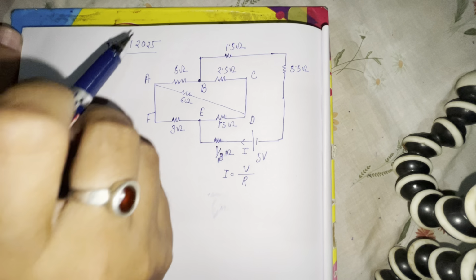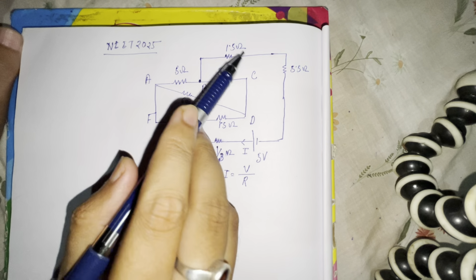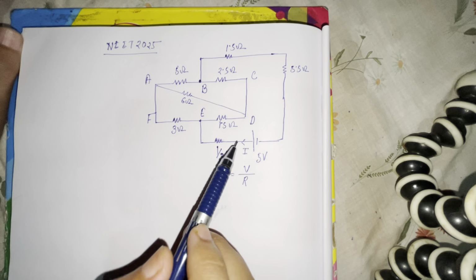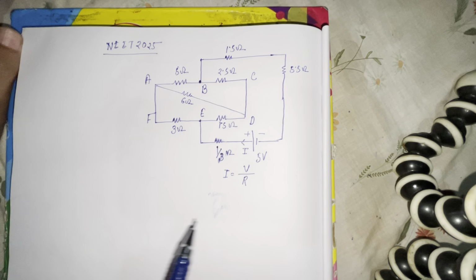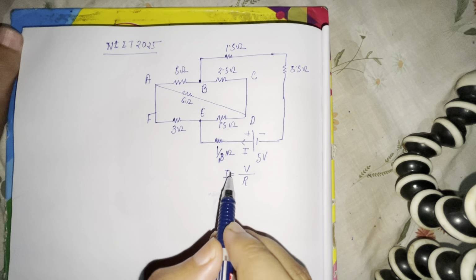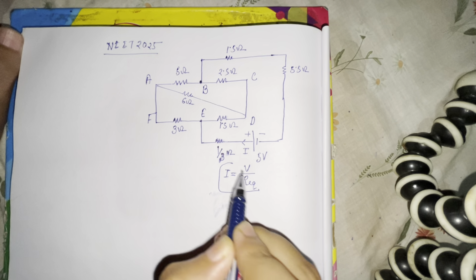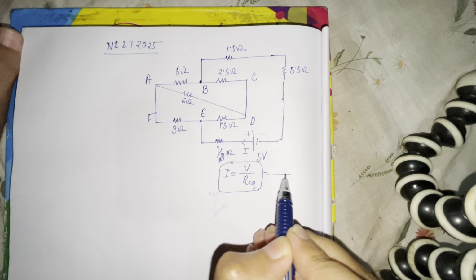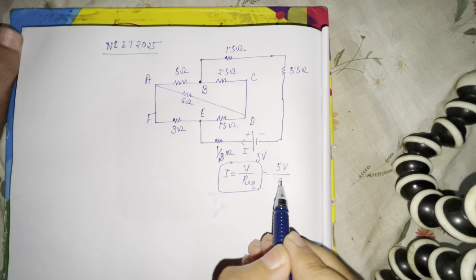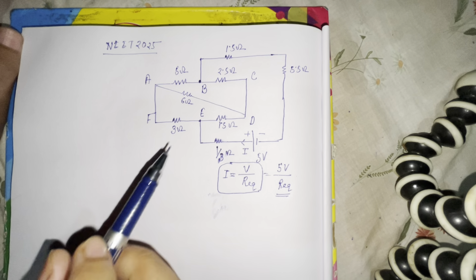So this question was asked recently in NEET 2025, and we have to find the total current flowing from the battery, and the formula for total current flowing from the battery is I is equal to V by R equivalent. So V is already given, which is 5 volt, and the equivalent resistance of the circuit we have to find.